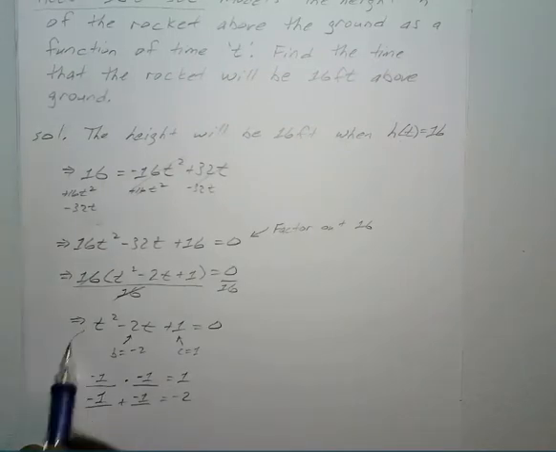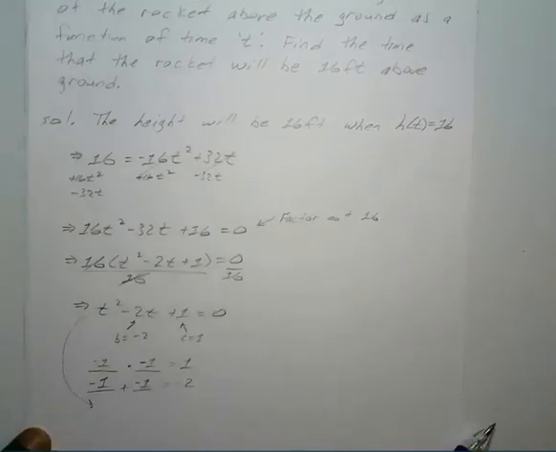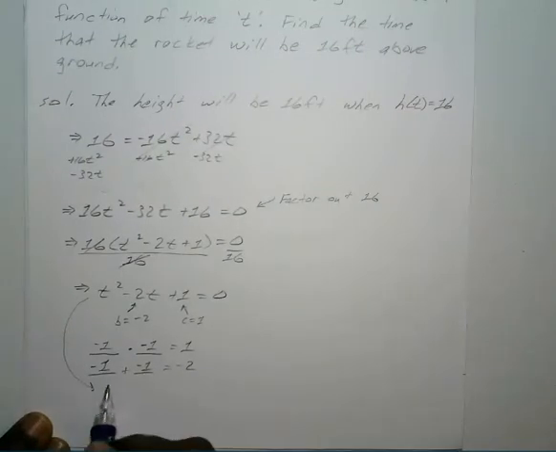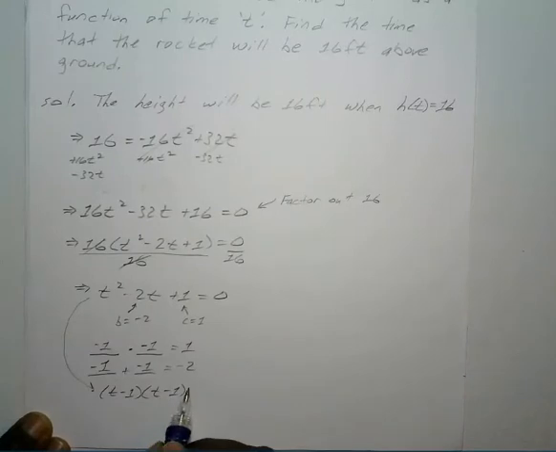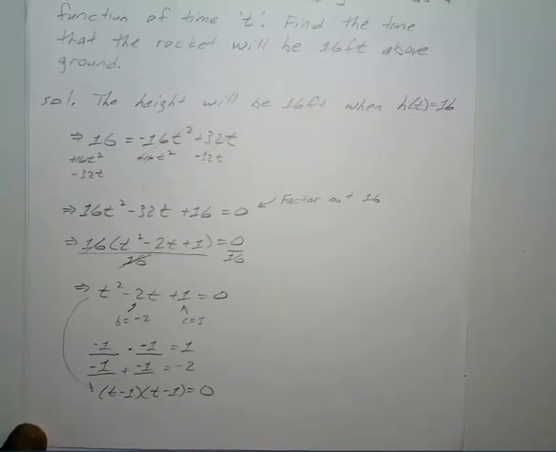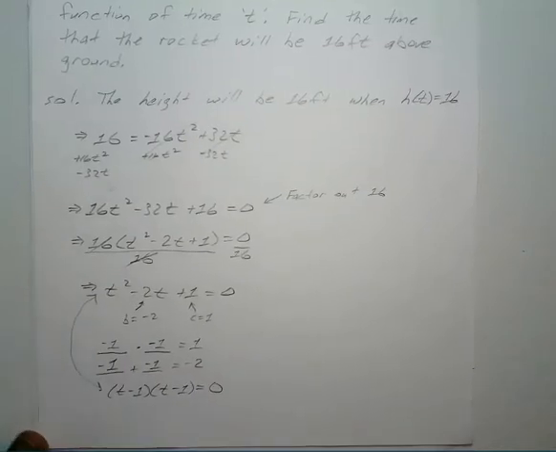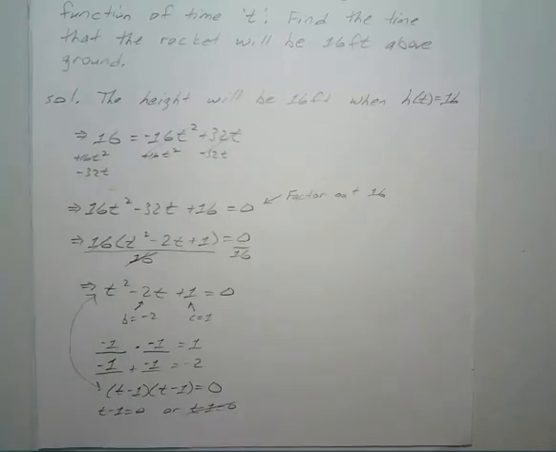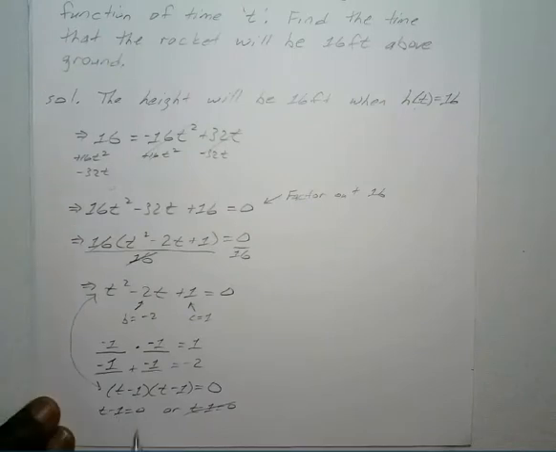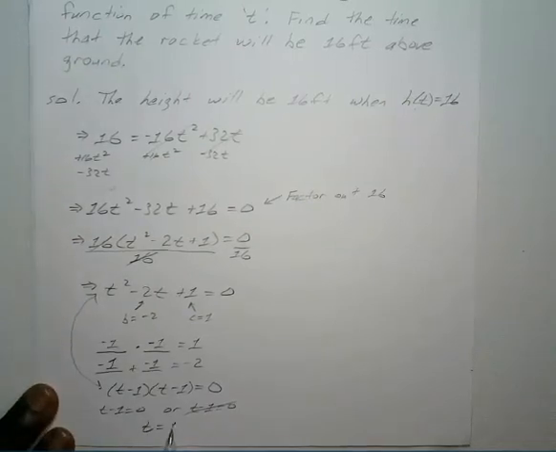Okay, so now we know that this factors into t minus 1 times t minus 1 equals 0. And honestly, since they're both the same, t minus 1 equals 0, we just set them both to 0. We only have to solve it once, since they're both the same thing. So we add 1 to both sides, we get t equals 1.